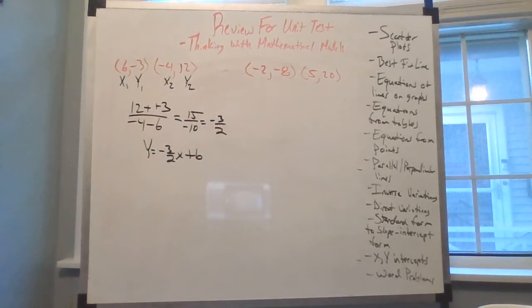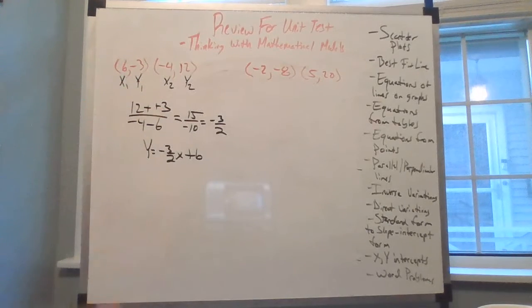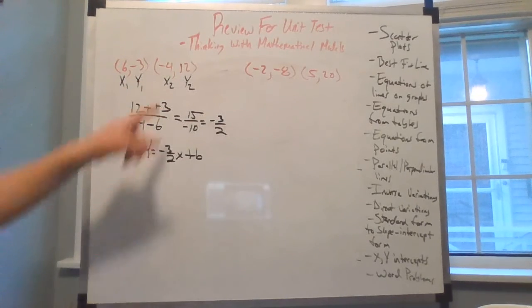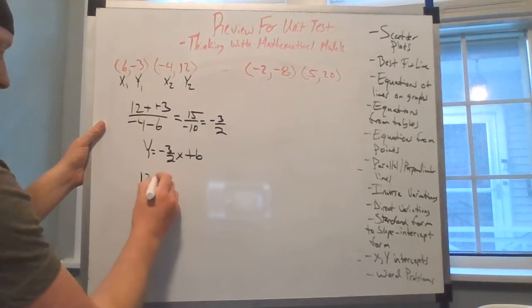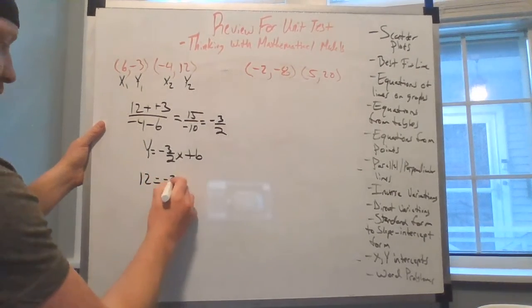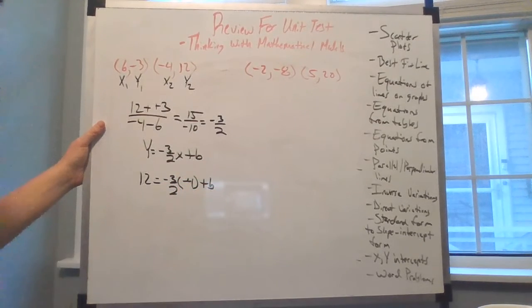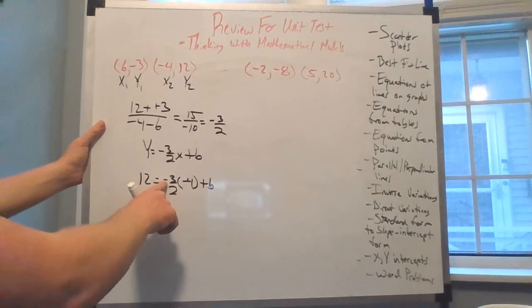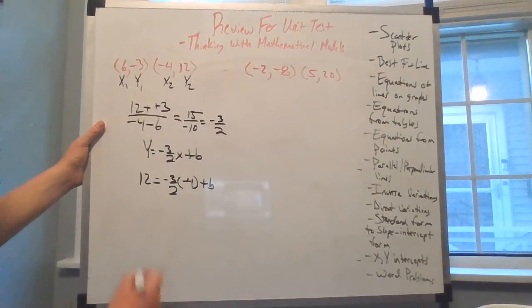Now I got to find my y-intercept, and I got to use either one of these 2 points. Doesn't make a difference which one it is. Let's do this one just because who cares? Y equals 12 equals negative 3 halves times negative 4 plus b. Remember, you always multiply the top of the fraction times the whole number, which is negative 3 times negative 4.